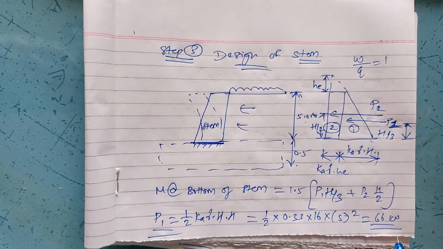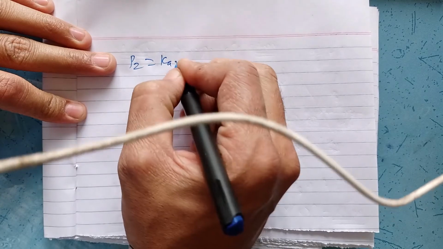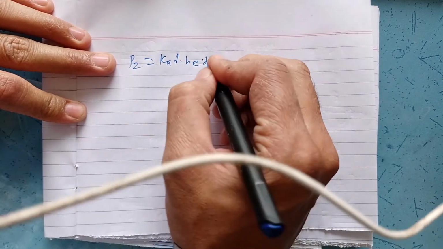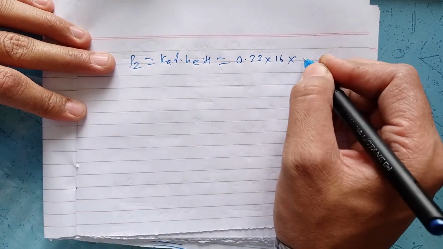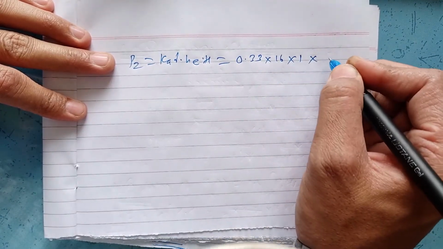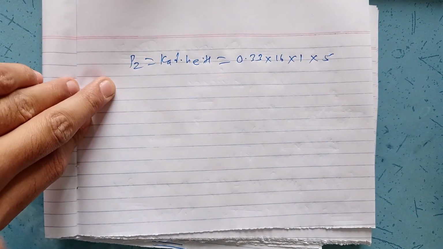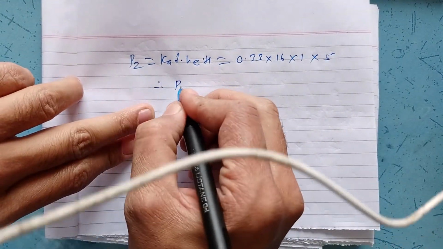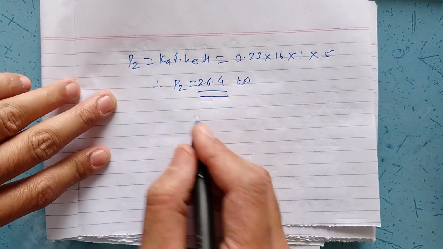Now we will calculate P2. P2 will be K into gamma into He into H. K is 0.33, unit weight of soil is 16, He we have calculated as 1. You can go through the previous videos of step number 1, 2, where the He calculation has been explained. P2 comes to 26.4 kilonewton.